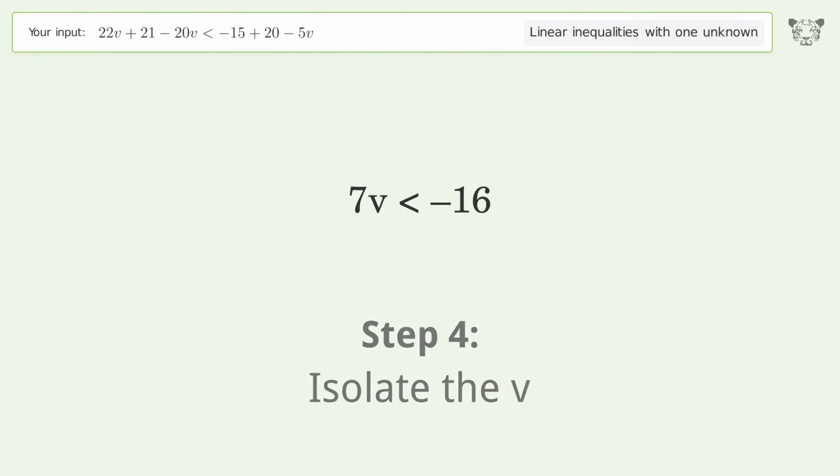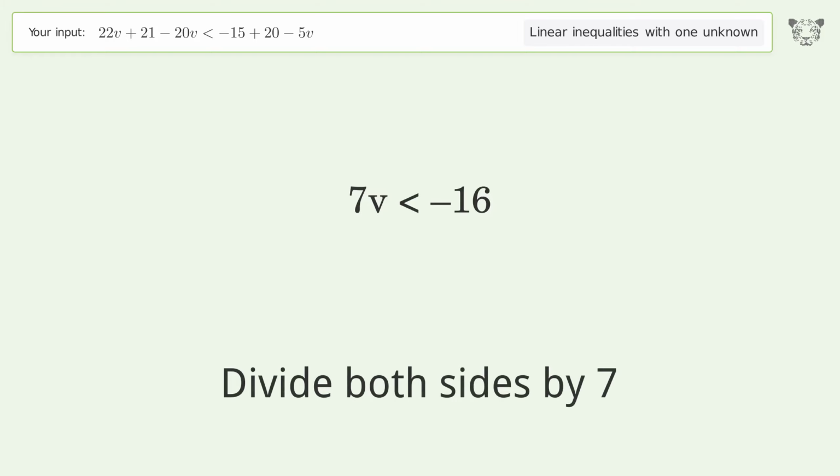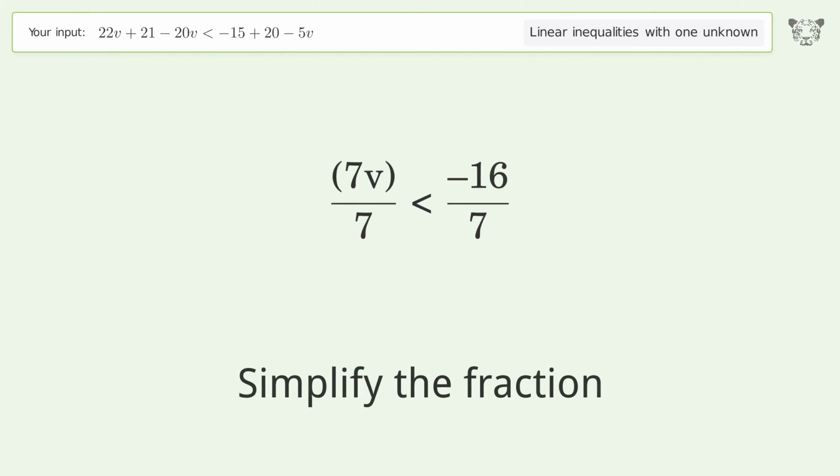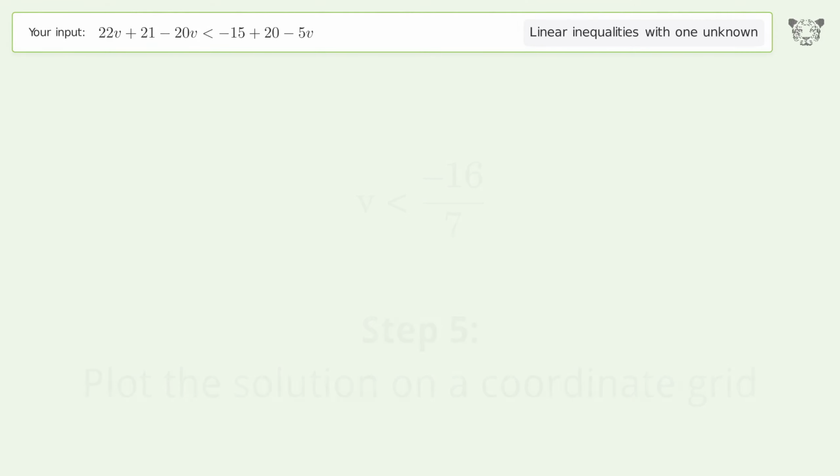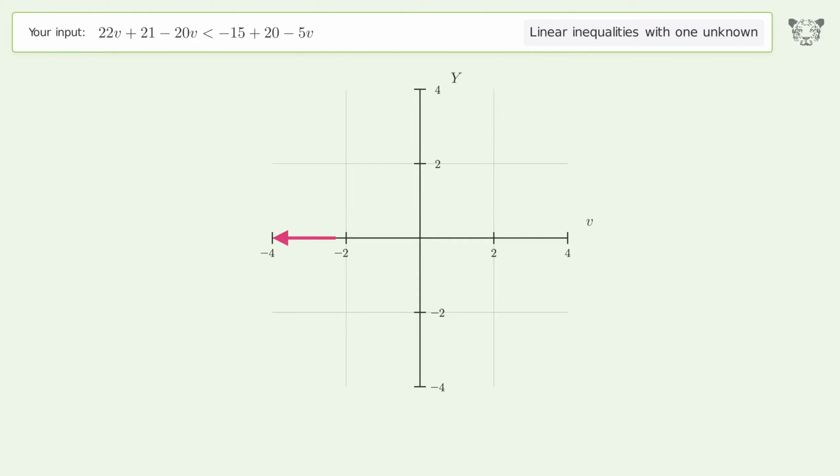Isolate the v. Divide both sides by 7. Simplify the fraction. Plot the solution on a coordinate grid. And so the final result is v smaller than -16/7 smaller than -22/7.